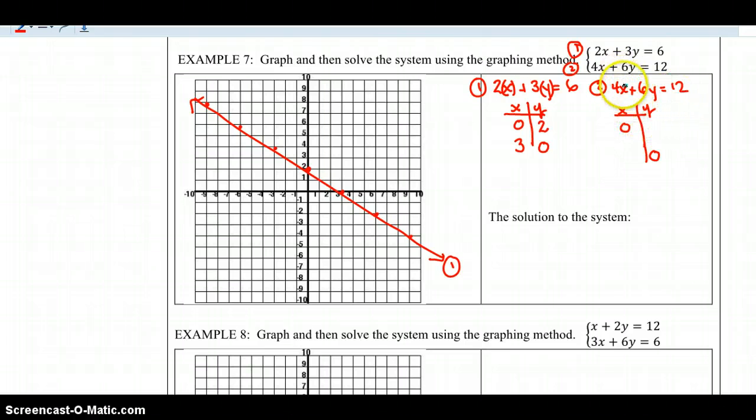So again, if we plug in x equal to 0, we're going to get 4 times 0 is 0. So we get 6y equals 12, so y must be 2. And if we plug in y equals 0, we're going to get 4x equals 12, so x must be 3. Okay, so we can see that we have the same 2 points. And so when we go to plot our second line, it's going to be right on top of our first line. Okay, so in this case, we have coinciding lines.